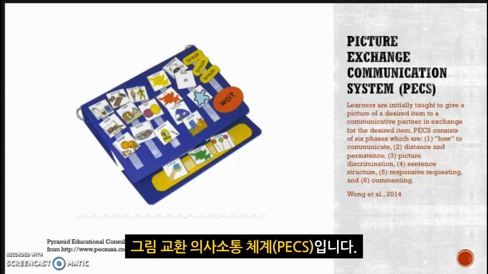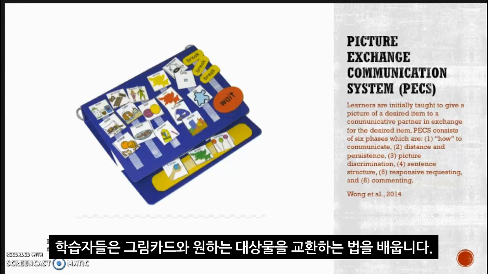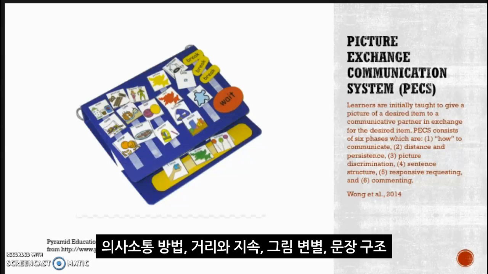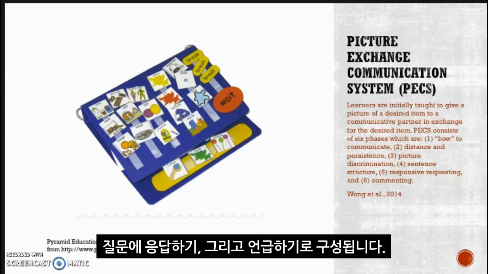Picture Exchange Communication System, also known as PECS. Learners are initially taught to give a picture of a desired item to a communicative partner in exchange for the desired item. PECS consists of 6 phases, which are how to communicate, distance and persistence, picture discrimination, sentence structure, responsive requesting, and commenting.